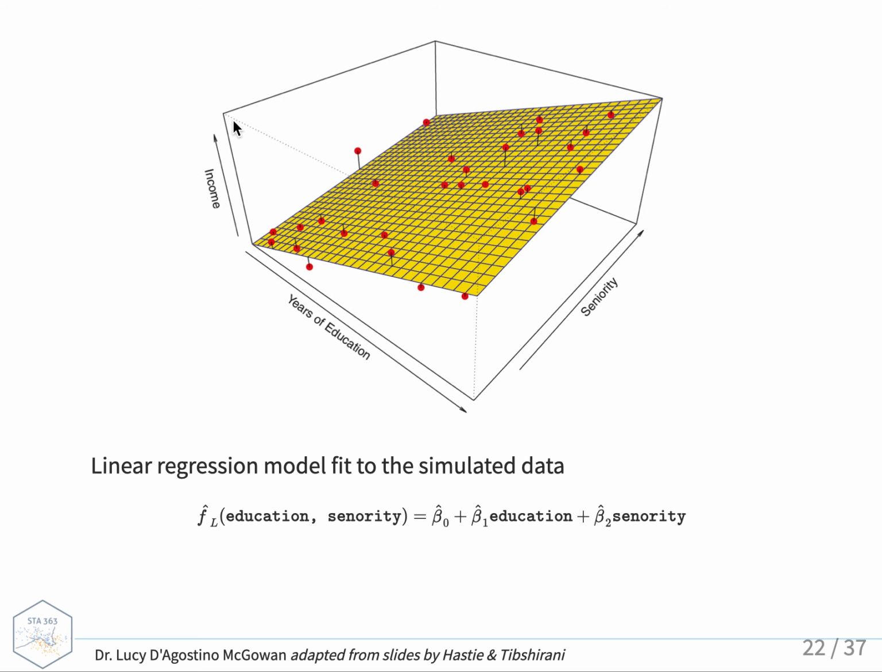So here is an image of a linear regression model fit to this simulated data. In this case, my f hat, my estimated function of education and seniority, is beta 0 hat plus beta 1 hat education plus beta 2 hat seniority. And so instead of fitting something close to each of these points in such a way that it wiggles between them, I'm fitting just a single plane through them, like a straight plane that goes through in this linear manner.